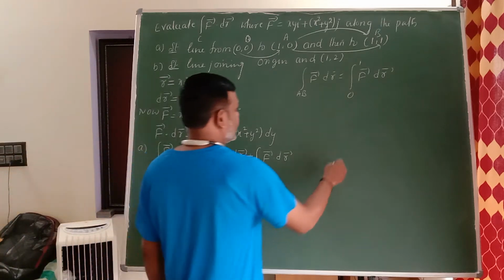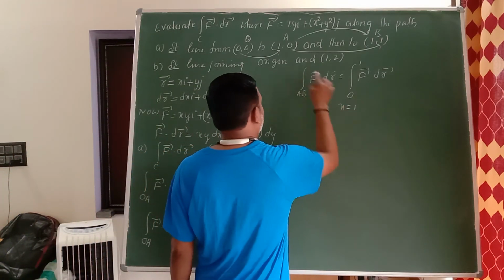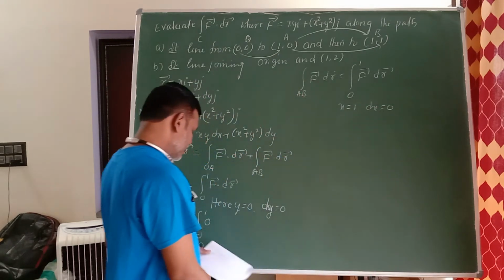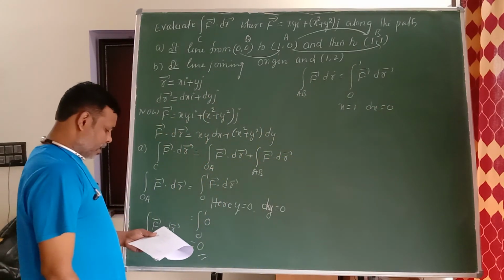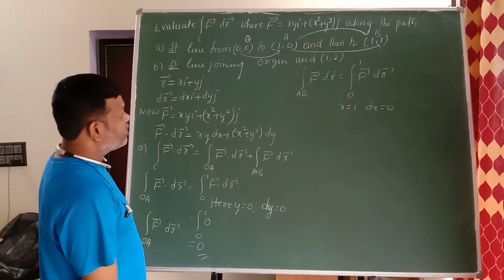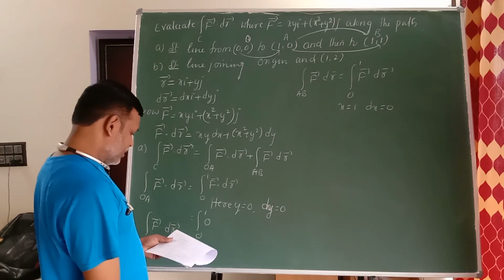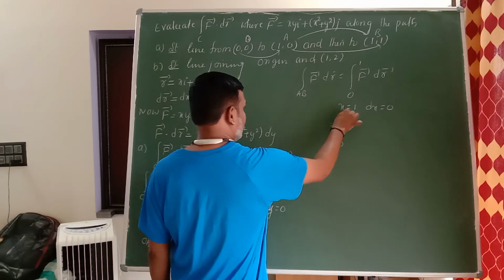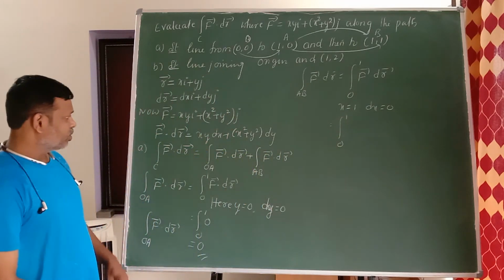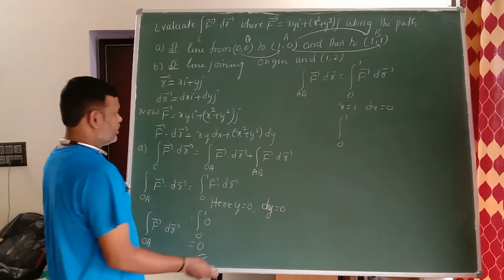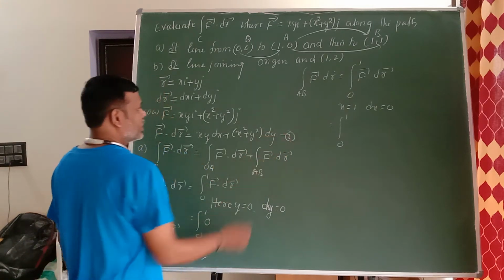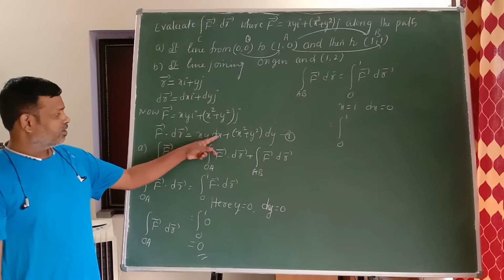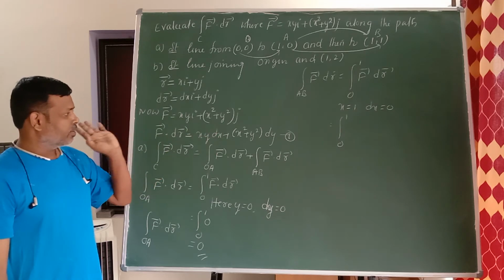Here x is equal to 1, okay? Then dx is equal to 0. When x is equal to 1, dx is equal to 0. And the value of y varies from 0 to 1. Have a look on this, 0 to 1. Here is equation 1. x is equal to 1, dx is 0, so this entire thing becomes 0.